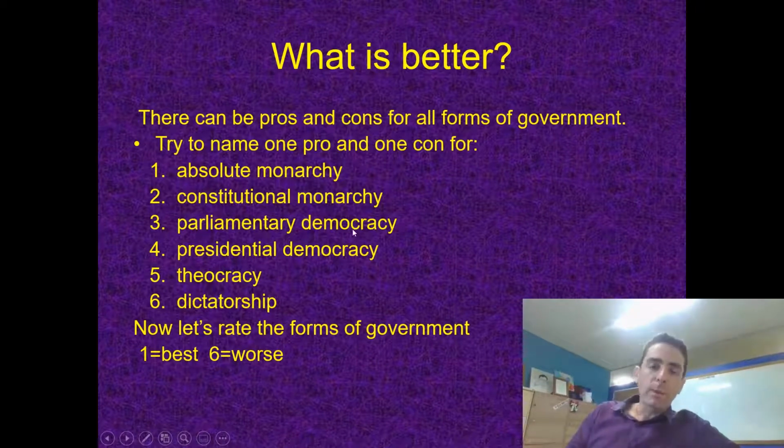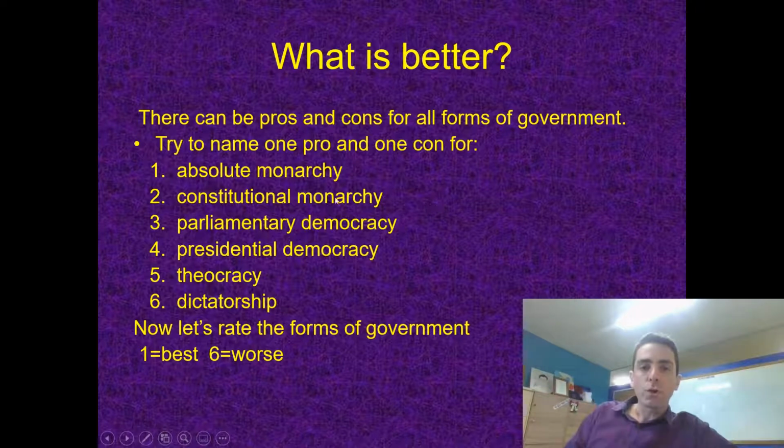Okay, so you can see, we can think of absolute monarchy. Well, what might a pro be for that? What might a good thing be? Well, a good thing could be that a country is united under one leader with a common identity. For a con, it could be, well, you don't know who this monarch is. It could be someone who's a bit power hungry and a bit greedy, and they might set the system up to best serve themselves and their family and not treat the people well.